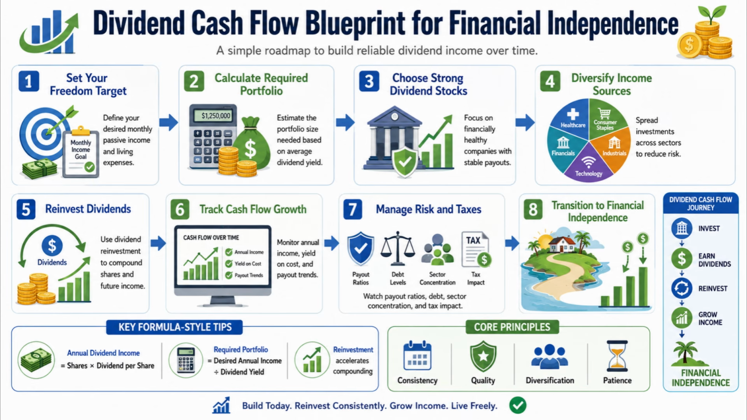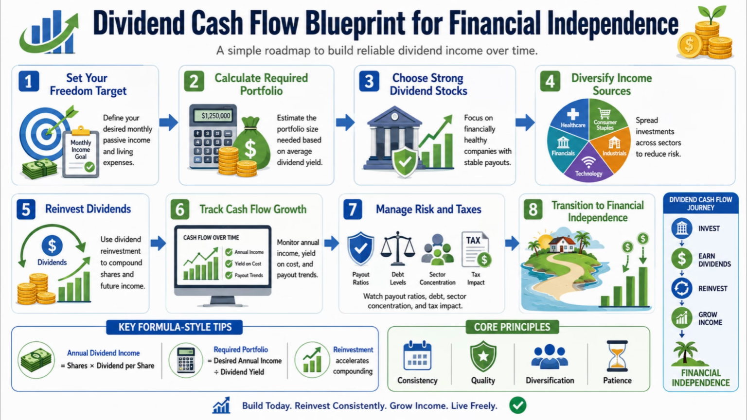Furthermore, diversify your dividend income across different sectors. This may include healthcare, consumer staples, financial services, industrial companies, technology, utilities, and other industries. Diversification helps reduce the risk of depending too heavily on one company or one sector. When one part of the economy performs poorly, income from other sectors may help support the overall portfolio.